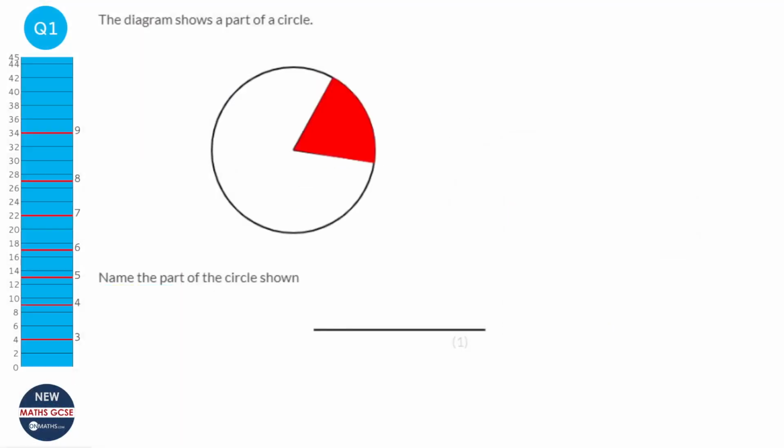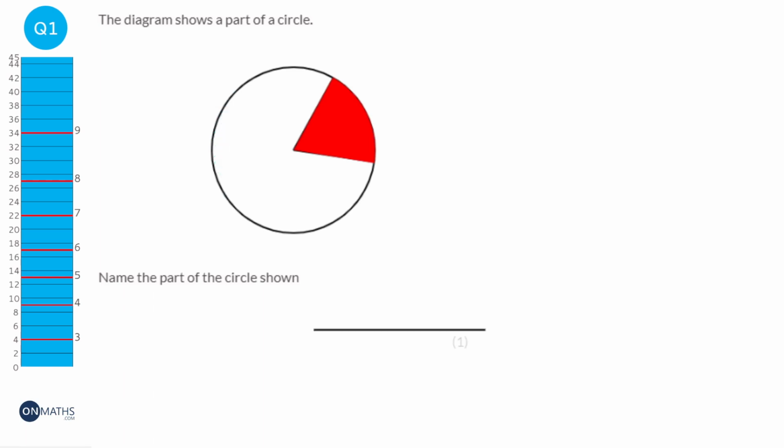So you do need to know the parts of a circle. The full distance around the circle is called the circumference. If you've got a little bit of it, it's an arc. If you've got a line across it, that would be a chord. And the part that's trapped in there is called a segment.